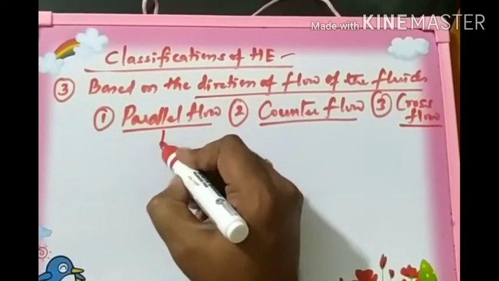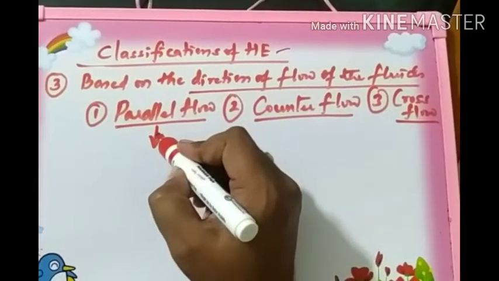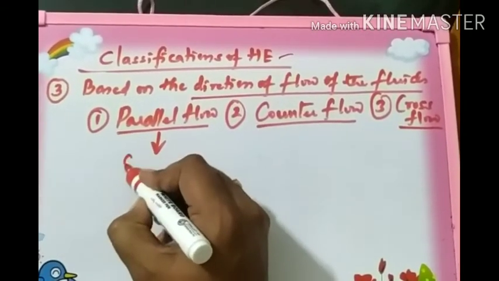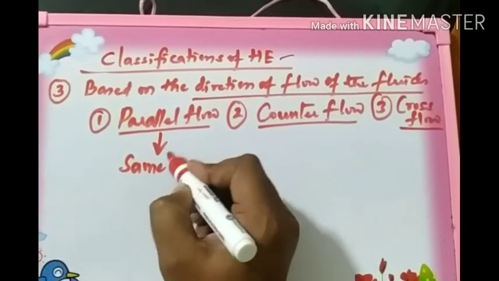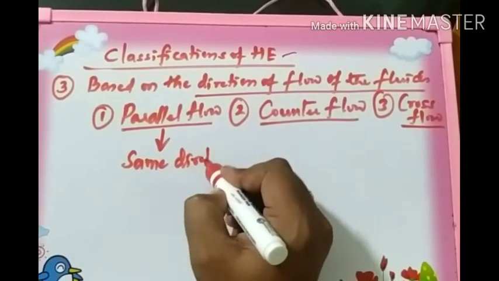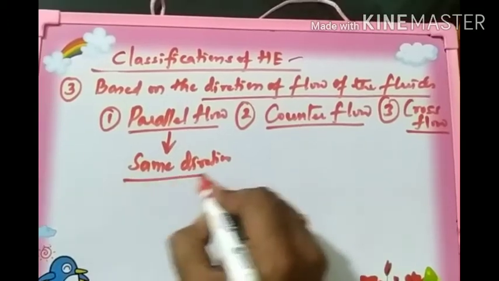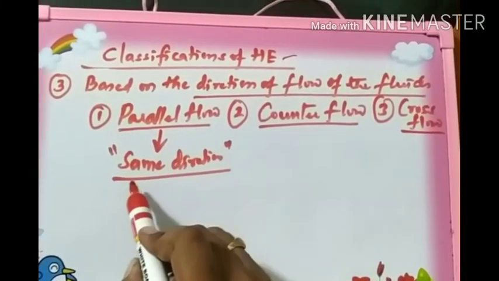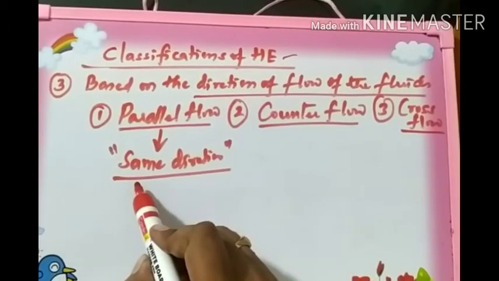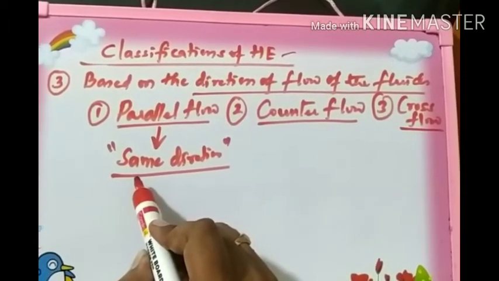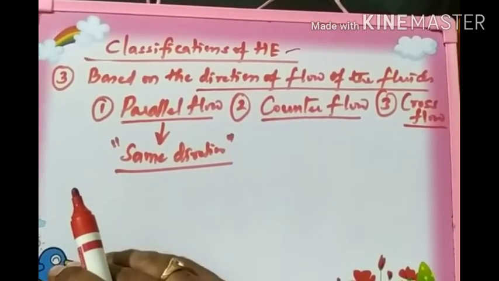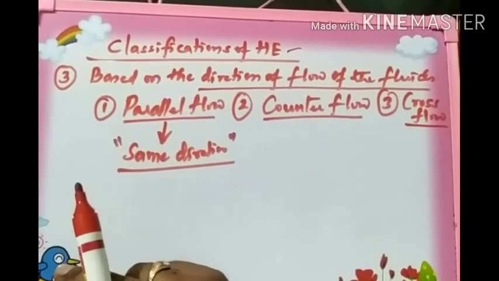A parallel flow heat exchanger is one where the two fluids in the heat exchanger flow in the same direction. I repeat, in the parallel flow heat exchanger, the two fluids flow in the same direction from the inlet to the outlet of the heat exchanger. So they are called parallel flow heat exchangers.